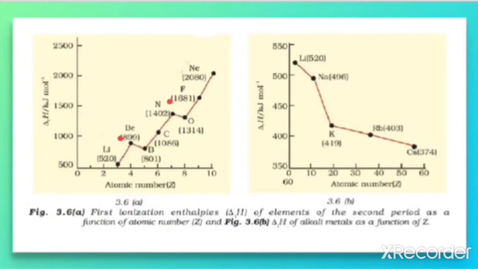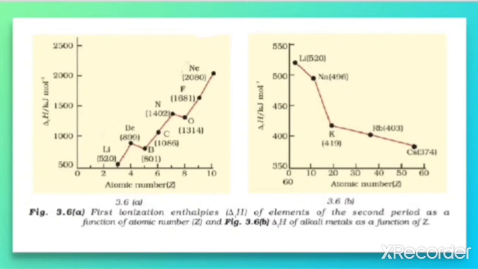Similarly, the plot between lithium, sodium, potassium, rubidium, cesium shows the ionization enthalpy of the elements in a group, that means top to bottom. As we have discussed, from top to bottom the size is increasing, therefore the ionization enthalpy is decreasing. Therefore this plot is moving downward. And here also you can see some variations. So these are the two plots which explain the ionization enthalpy of the elements.